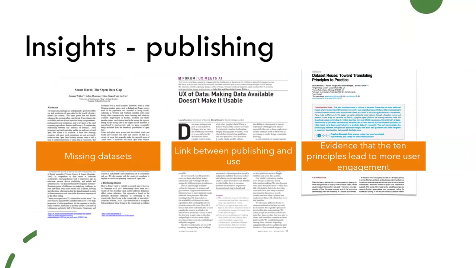Very briefly, a number of original research pieces, and I'm going to wrap up very quickly. I've grouped them into insights about data publishing and then use. So for publishing, we've done, for instance, research looking at missing data sets. There are millions and millions of open government data sets, but there are also blind spots, for instance, along the digital divide in rural areas. We've done a lot of research trying to understand the link between publishing and use across a number of potentially unknown use cases. And we have provided actual evidence that those 10 principles I've mentioned earlier lead to more user engagement with data.